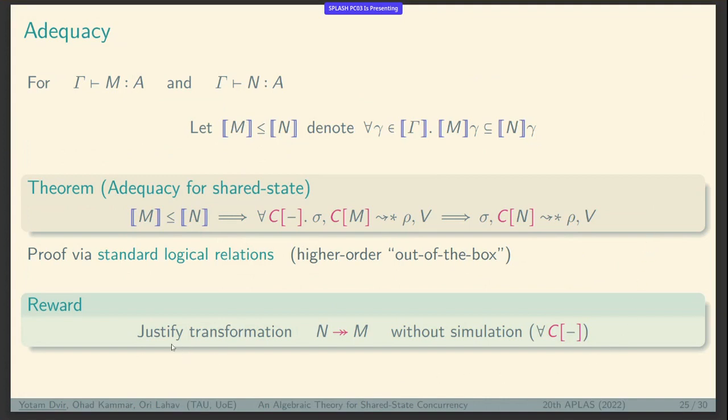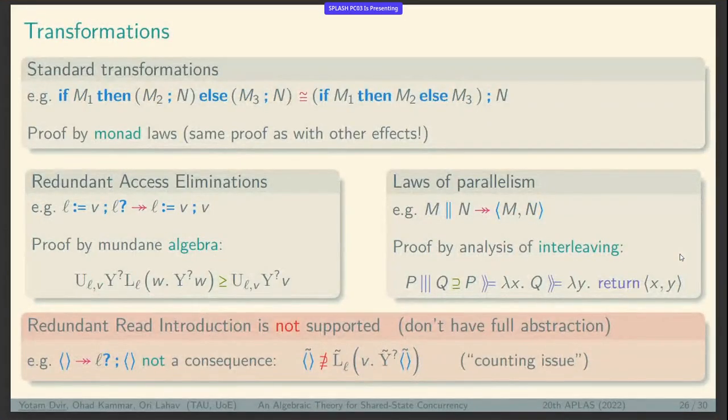And one concrete reward is to justify transformations without simulation. So thanks to this theorem, we don't need to think about program contexts. All we need to think about is their denotation, which takes care implicitly of the context. So here are some transformations that we've shown. Here's another example of a pure transformation. We don't need to think about the details of our particular semantics at all when proving standard transformations.